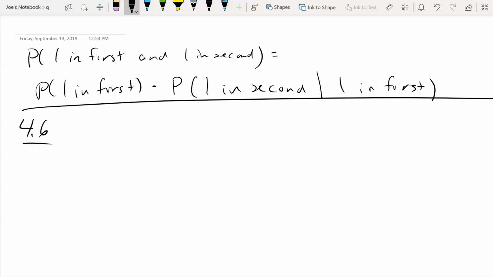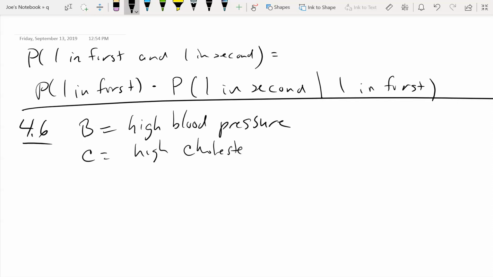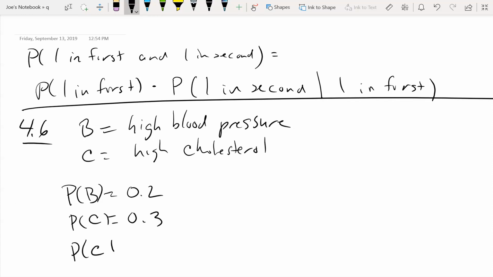All right, so let's just write down the things we know. Let's say B is our high blood pressure, and C is high cholesterol. What things do we know? Probability of B is 0.2, probability of C is 0.3. Probability of C given B, right? 0.25.